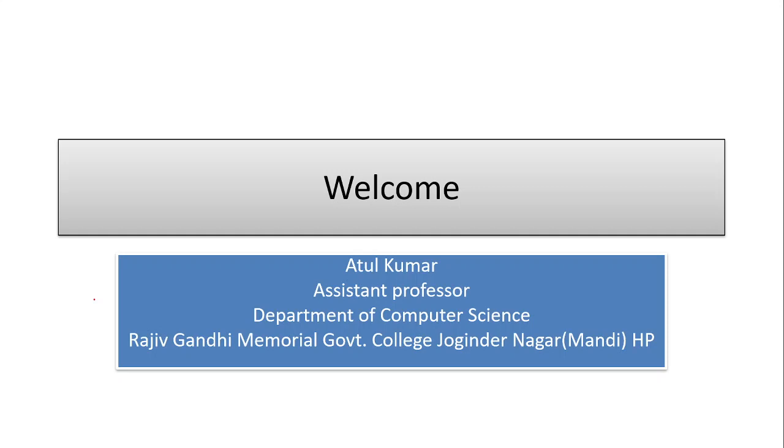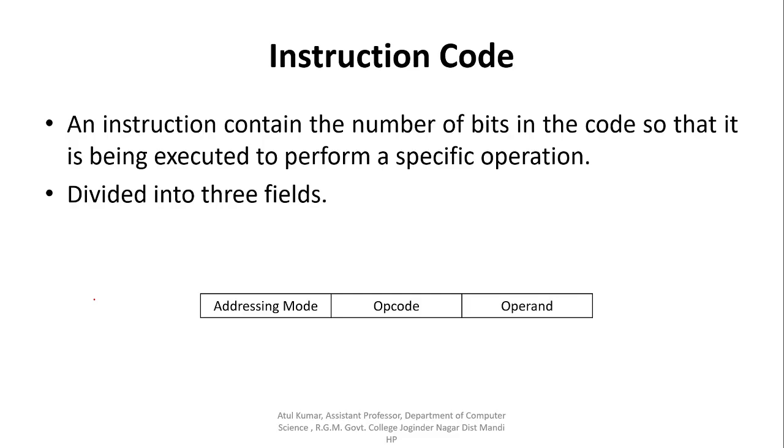In this video lecture, I will discuss different formats of instructions. So, what is an instruction code? An instruction contains a number of bits in the code that is executed to perform a specific operation. Basically, an instruction is divided into three fields. One is the addressing mode, the other is the opcode, and the third field is the operand. The addressing mode represents the address where the actual operand is stored.